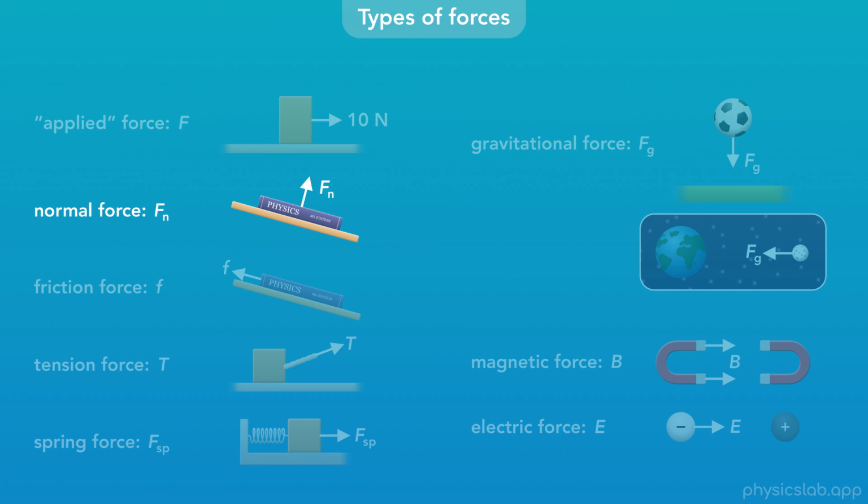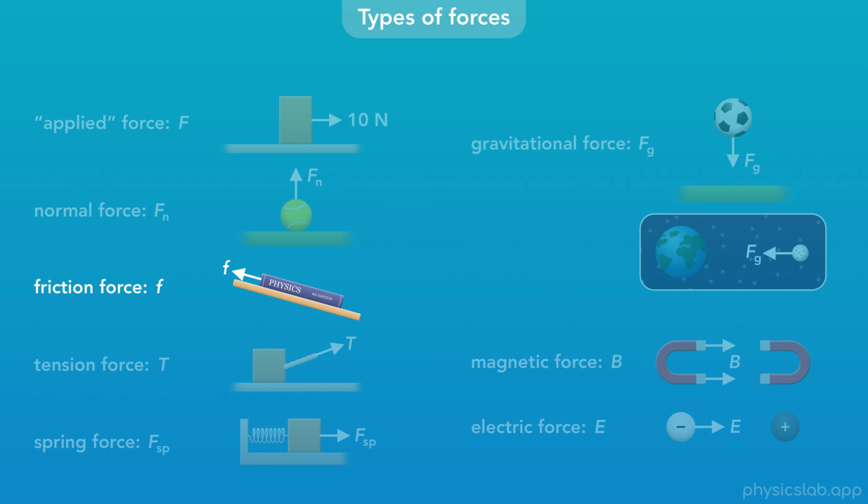A normal force exists between any two objects that are in contact with each other, so it shows up all the time. It's called a normal force because normal means perpendicular, and this force always acts perpendicular to the surface, no matter which way it's oriented. So this table is exerting a normal force on this book, and the ground is exerting a normal force on this ball.